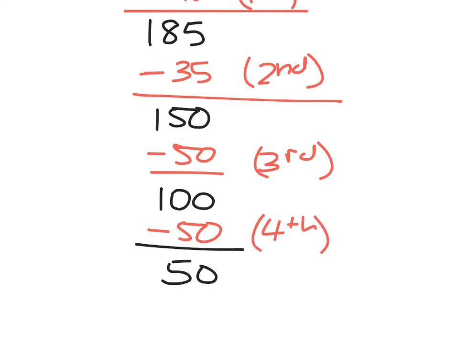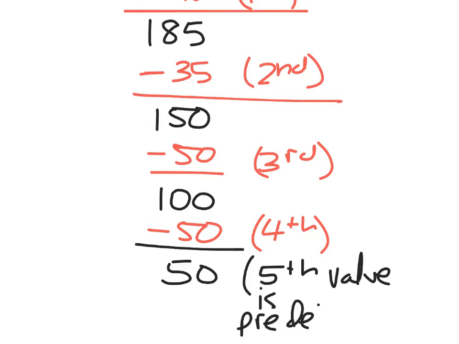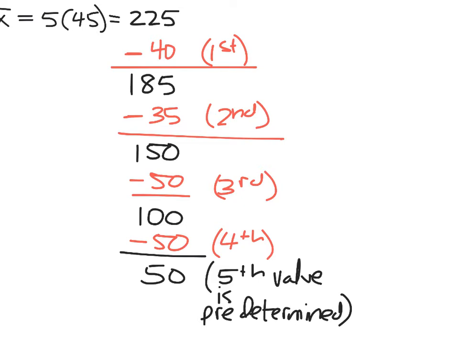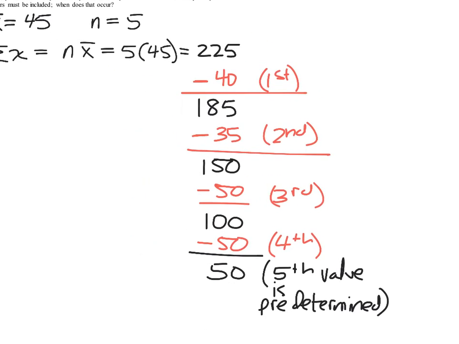But at this point, I've lost control over what the remaining value can be. I have no control over this. The 5th value is predetermined. All right, so in a data set, you have control over all but one of the values that make up that data set.